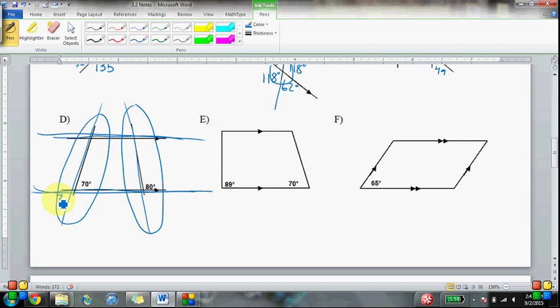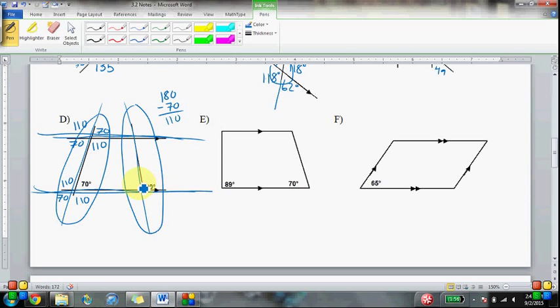So if I do that, these are vertical angles here and here. So all of the acute angles over here are going to be 70 degrees. Then I've got to figure out what are the obtuse angles. So 180 minus 70 gives me 110 for all of those obtuse angles.